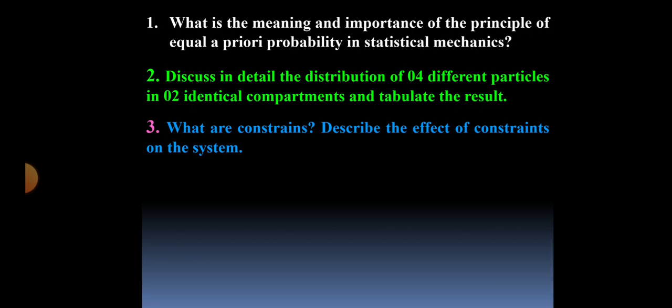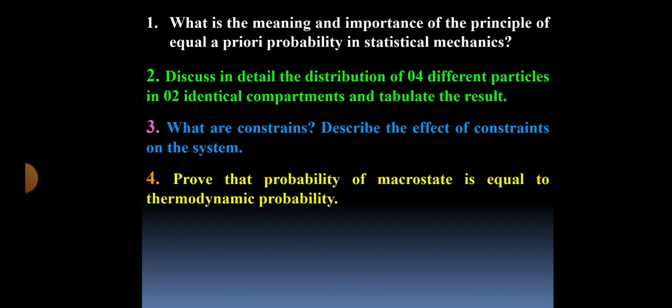Question number 3, what are constraints? Describe the effect of constraints on the system. So system has to obey some constraints. Question number 4, prove that probability of macrostate is equal to thermodynamic probability. We have to prove this equivalence of two probability.